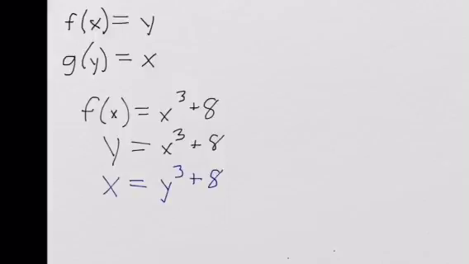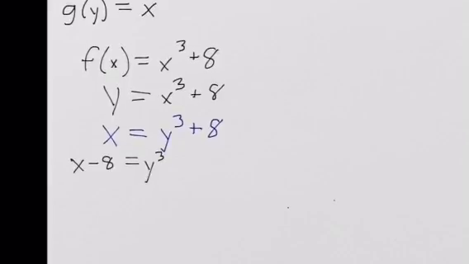So the first thing we'll do is subtract 8 from both sides. And now we can take the cube root of both sides of this equation. We don't need a plus or minus with the cube root. It's an odd root. And we can perfectly fine get a negative number out of a cubing operation.